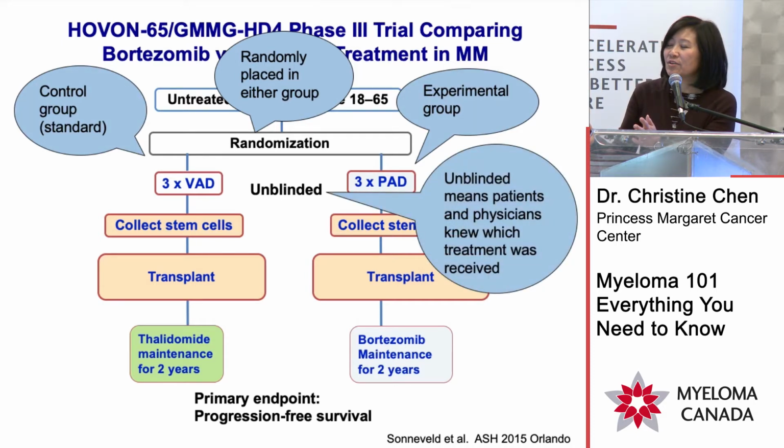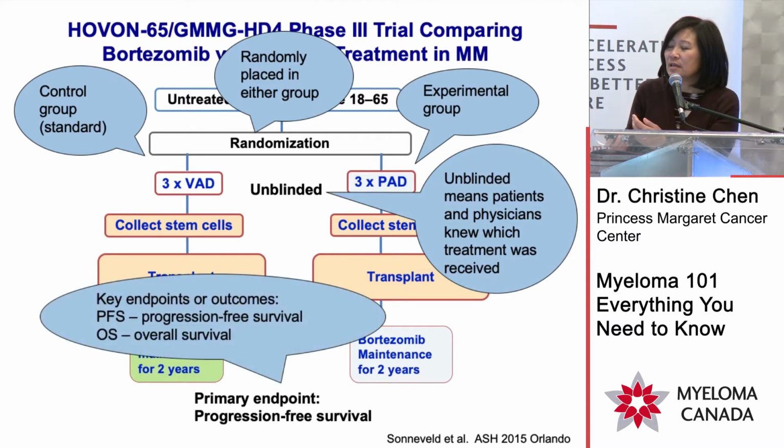Sometimes they're blinded or unblinded. Unblinded means everyone knows what treatment you're on. If it's blinded, you might be on an arm where you're getting a drug, but we're not sure whether it's this drug or that drug. That eliminates the risk of bias, because if you know you're on the treatment, you might interpret some of your symptoms differently, or physicians will interpret differently. And then the endpoints: you'll hear us talking a lot about progression-free survival and overall survival.